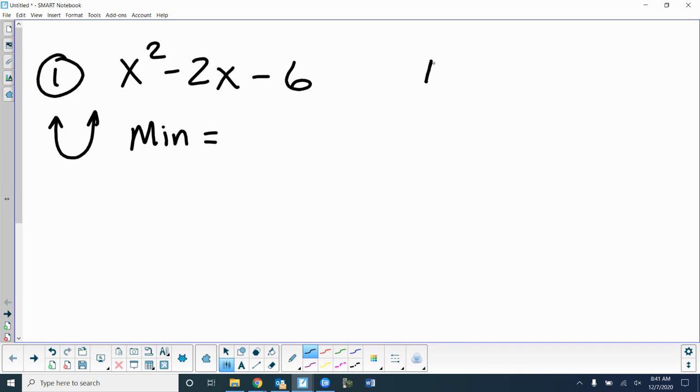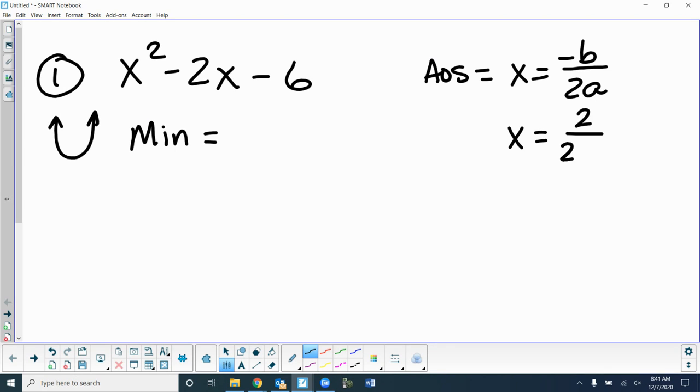So, axis of symmetry, little equation, negative b over 2a. Right? So what's negative b? 2, right? Because it's a negative 2. So it's a negative of a negative, makes it positive, right, Scott? Over 2 times 1, which is 2. What's 2 divided by 2?